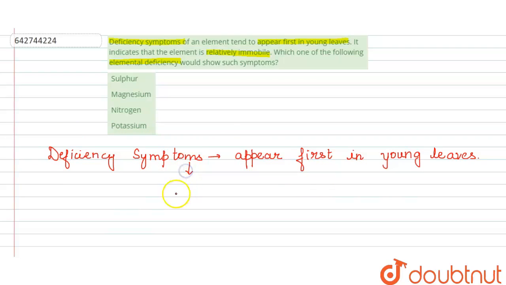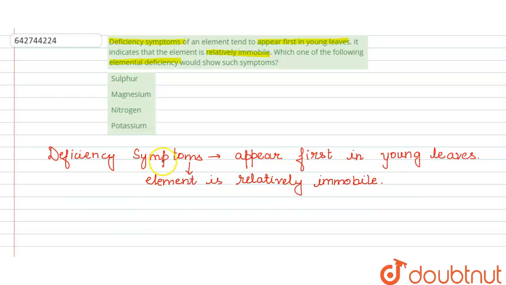This indicates that the element whose deficiency is there is relatively immobile. That means it does not have that much movement, that much motility in it, right? So why is this the thing? What we see is that the parts of the plant that show the symptoms of deficiency definitely depend upon the mobility. The deficiency symptoms shown by the plant depend upon the mobility of the element whose deficiency is seen there, right?